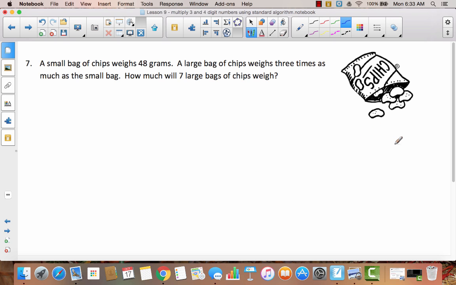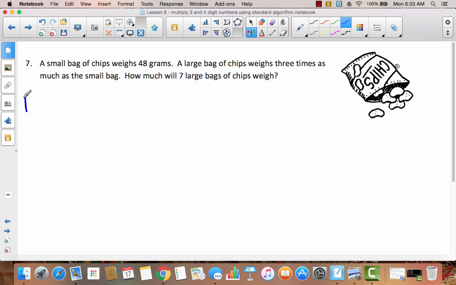All right, now let's take a look at number 7. A small bag of chips weighs 48 grams. A large bag of chips weighs 3 times as much as a small bag. How much will 7 large bags of chips weigh? All right, I want you to take a look at this. This is a 2-step problem. If you feel like you understand what to do, go ahead and solve this problem by yourself. You can pause the video. If you'd like for me to walk you through the setup of this problem, I'll be glad to.